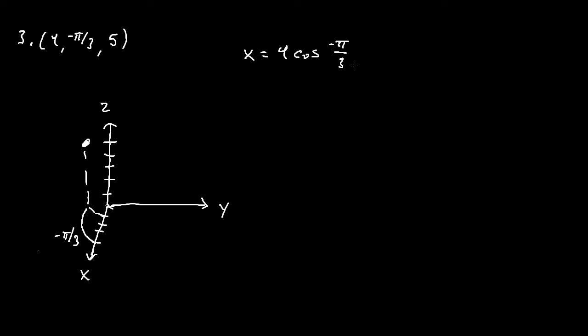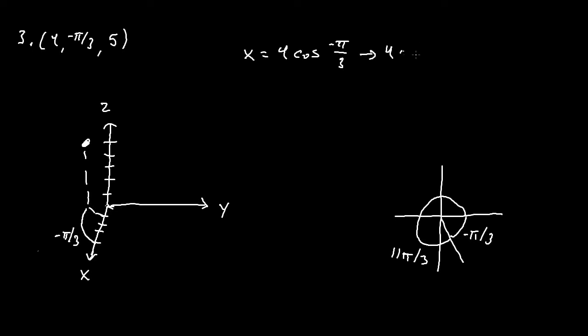So negative pi over 3, or negative 60 degrees, in the unit circle, so we draw the unit circle, this is going to be negative 60 degrees, or negative pi over 3. That is the same thing as positive 11 pi over 3. So we're basically going to calculate cosine of 11 pi over 3. Now cosine of 11 pi over 3 is going to be 1/2, so we get 4 times 1/2, which gives us 2.